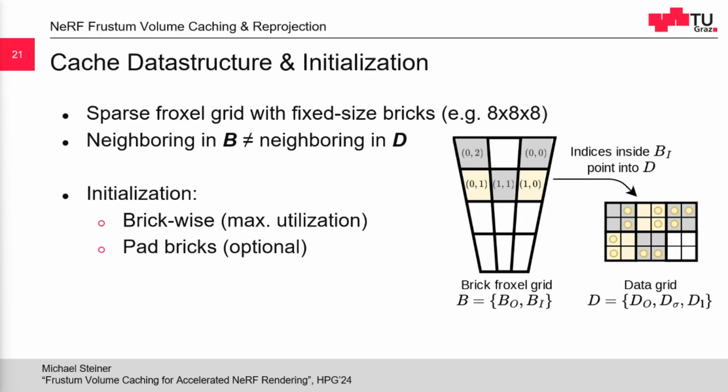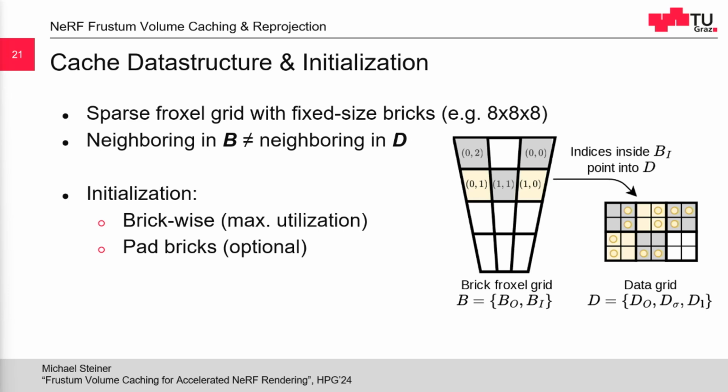Now that we are able to properly perform lookups from our frustum grid, let's have a closer look at the employed data structures. As we already said, to reduce cache size, we want to have sparsity in our data structure. Therefore, we use a sparse frustum grid with fixed-sized bricks, for example, of size 8 by 8 by 8. They are essentially split into two different data structures. One storing brick information, so occupancy, and indices, which point into the data array where the actual per-sample data, so occupancy, density, and latent codes, lie.